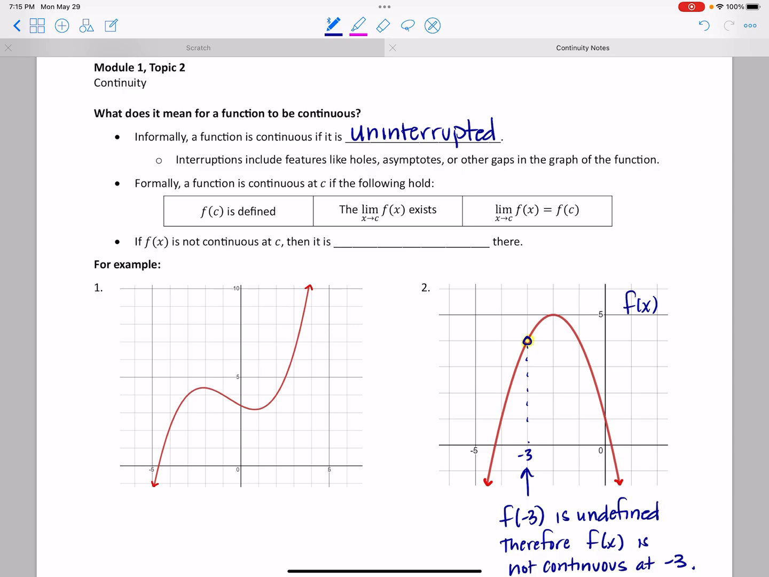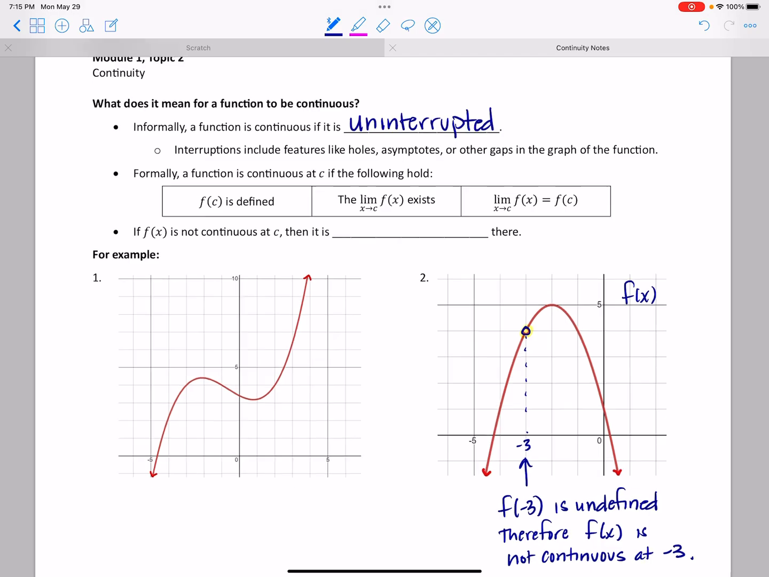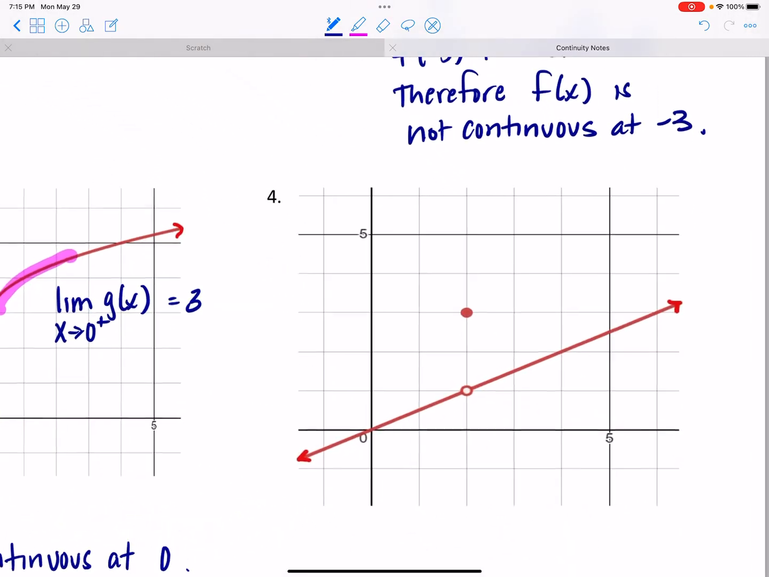Our function has to be defined, which we saw fail in example 2. The limit has to exist, which we see fail in example 3. And then the last part is the limit has to be equal to the function value. So let's look here at example 4.